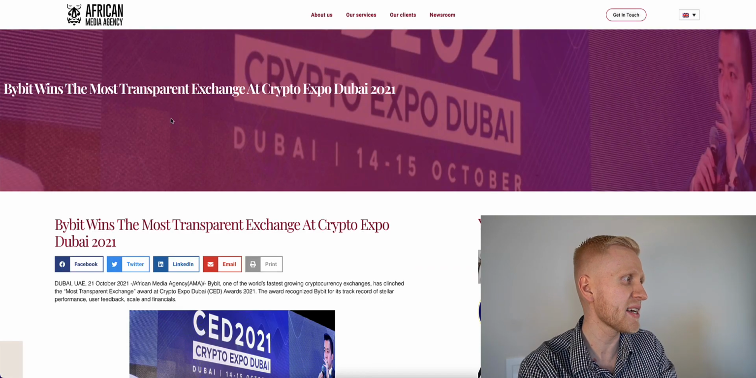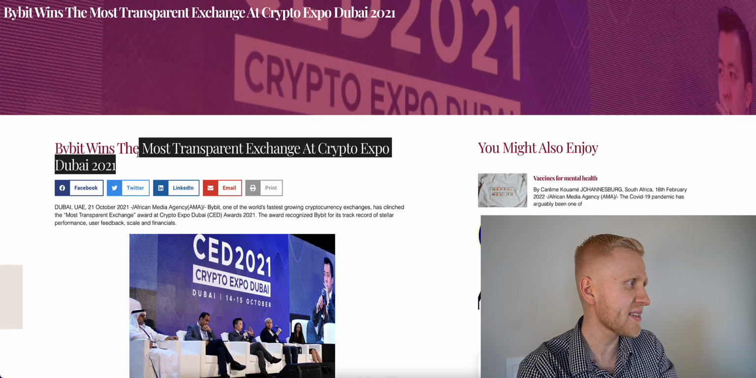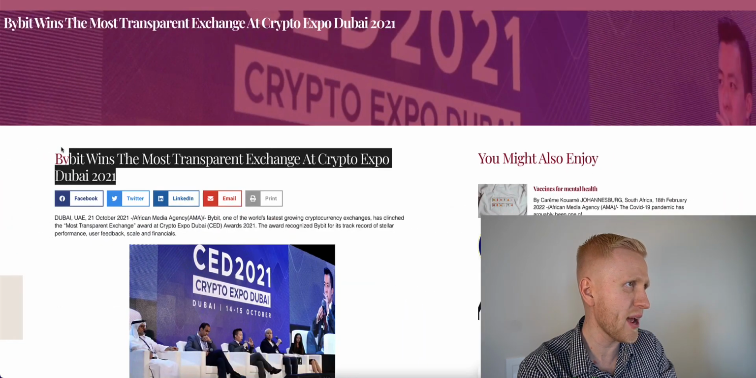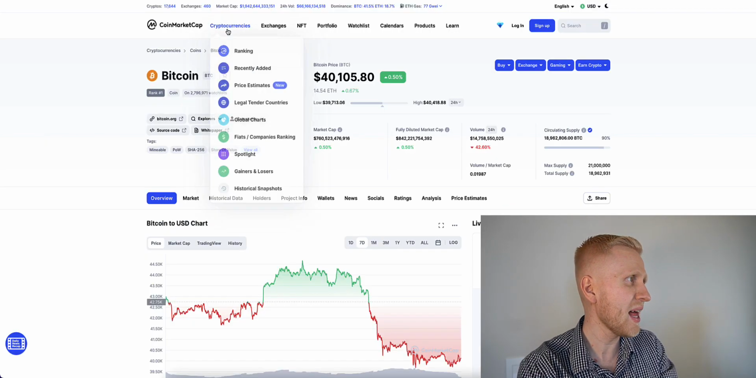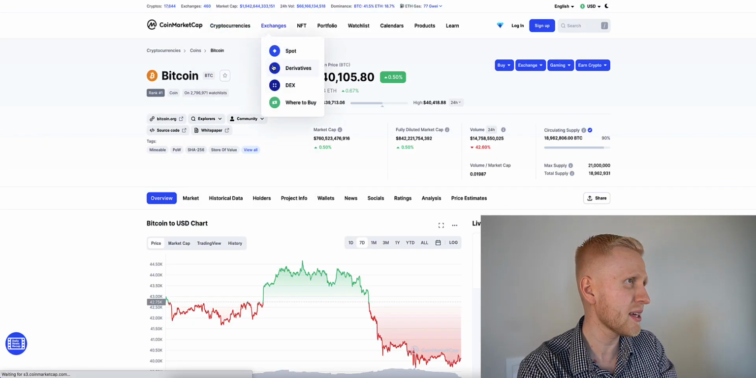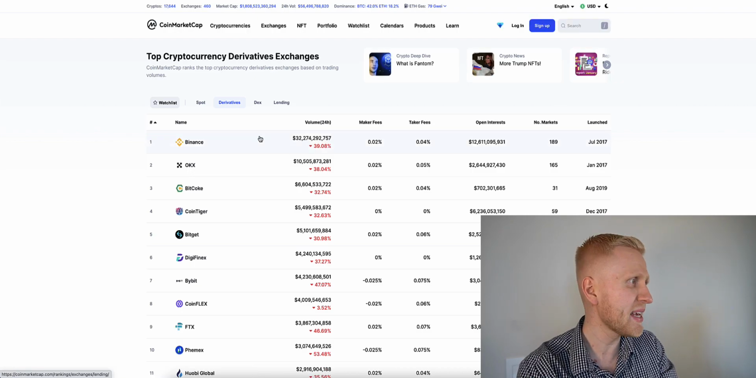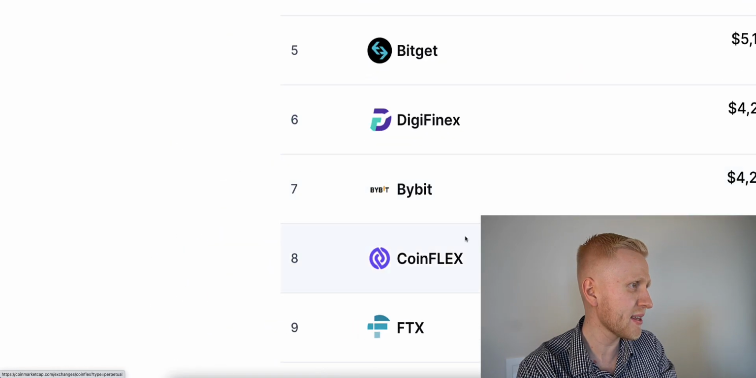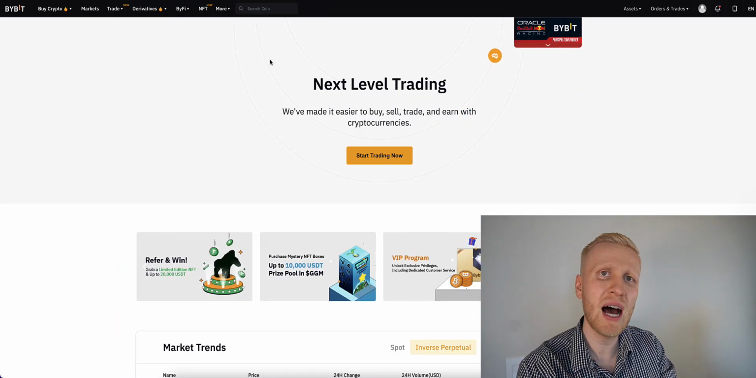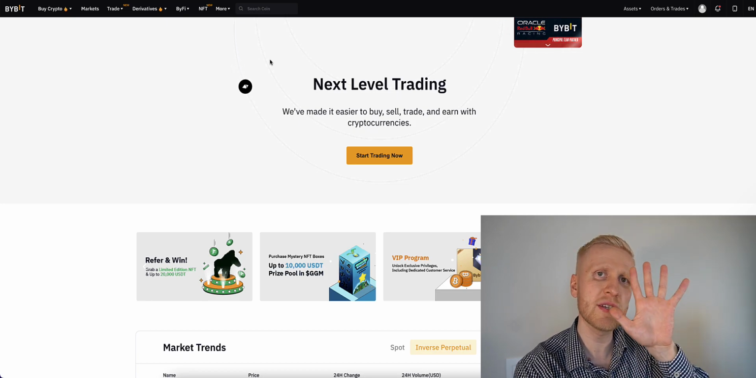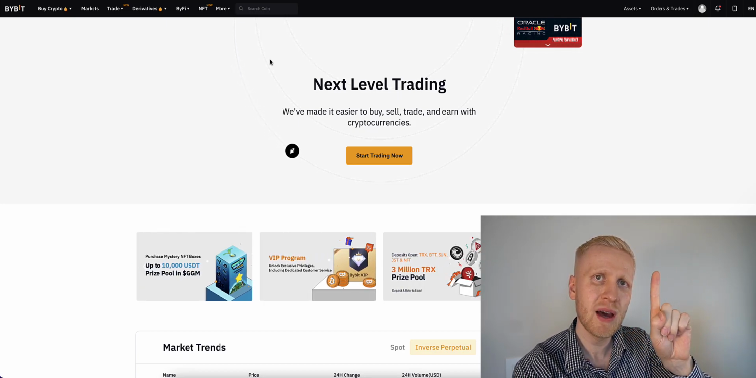You know that Bybit won the most transparent exchange in the universe at Crypto Expo Dubai in 2021, so it's a reliable platform. And if you take a look at the exchanges, it's one of the biggest in the universe at the moment, ranked number 7 in the whole world with billions of dollars in trading volume. So it's not a coincidence that so many people love Bybit. But let's start going through these 5 ways to make money on Bybit one by one.